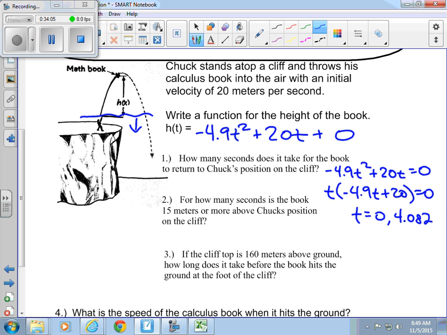I know because it'd be negative 20 when you subtract it. Oh, my bad. Sorry. I got confused. So it can't be 0. Right. What is the 0 seconds? Why do you get that answer? That's right. He had the book at 0 at time 0. So it was there, but that's not what we want to know. We want to know how long it took for it to get back there. So 4.082 seconds. For how many seconds is the book 15 meters or more above Chuck's position on the cliff?